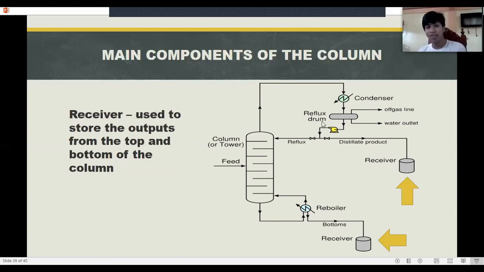And the last one is the receiver. It is used to store the outputs from the top and the bottom of the column.